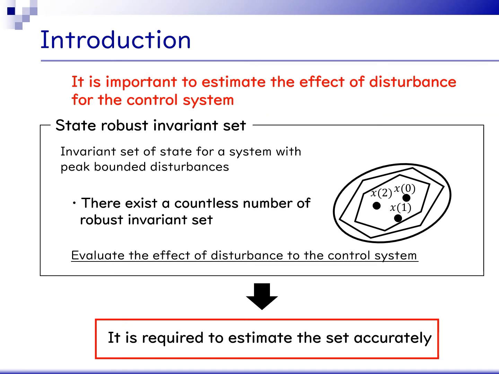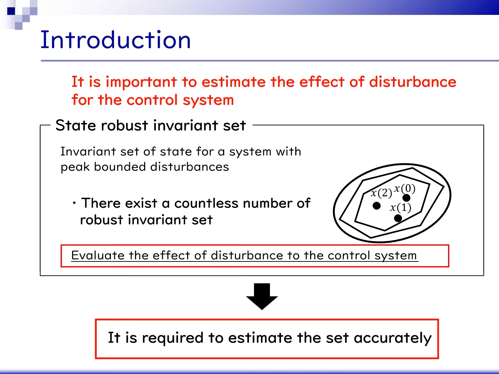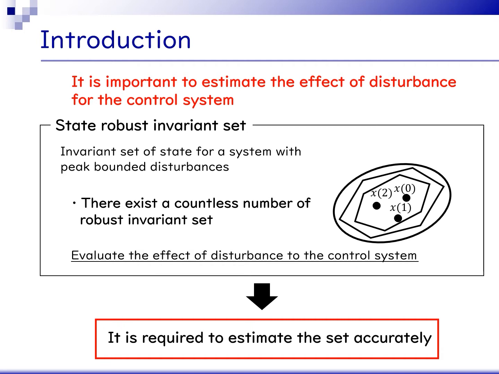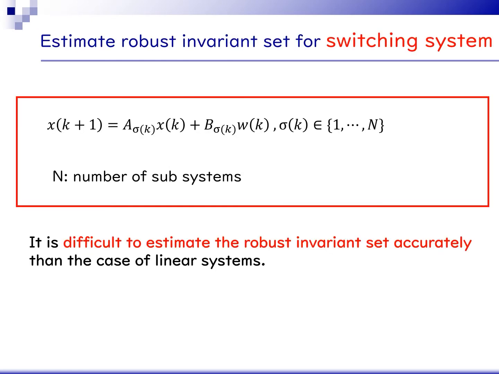One characteristic is that there exists a countless number of robust invariant sets for the system. Evaluating the effect of disturbance on the control system is achieved by estimating the robust invariant set. So it is required to estimate the set accurately. In this paper, we estimate the robust invariant set for switching systems.